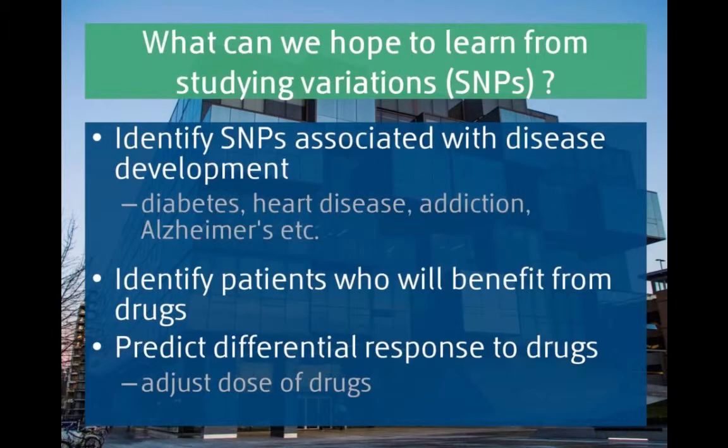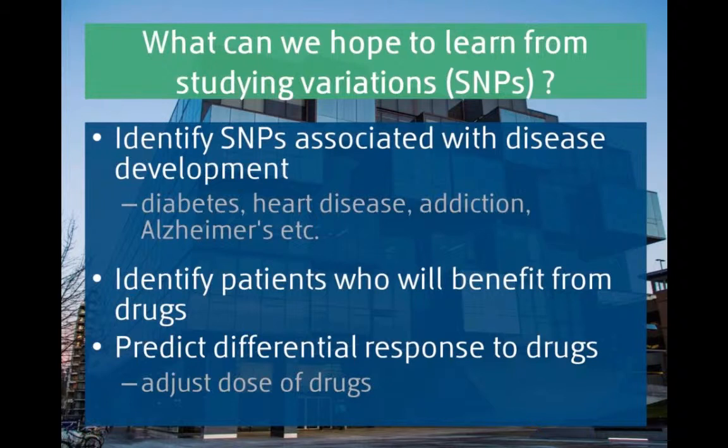So what can we hope to learn from studying SNPs? As I just alluded to, one primary goal is to identify SNPs that are associated with disease development. There are several large-scale projects in diabetes, heart disease, the association with variation and predisposition to addiction, as well as Alzheimer's and autism, and not to mention the numerous success stories with cancer genomics.